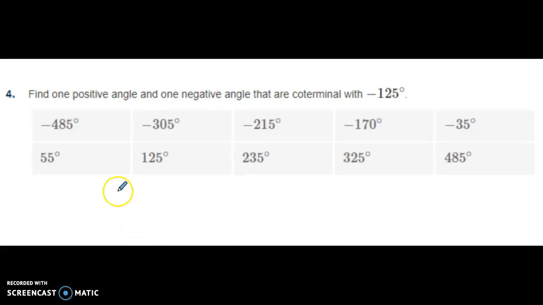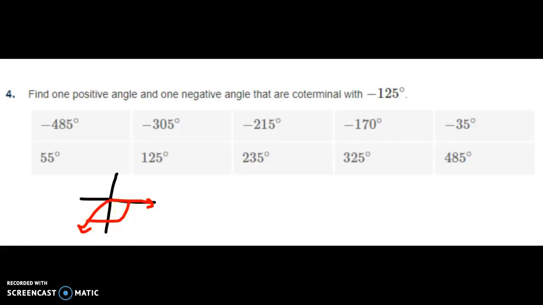Same thing for number 4. The negative 125 degree angle would start here on the x positive axis. Only negative 125, well, negative 90 would be right here, so it's like 35 more than that. So it's somewhere over in the third quadrant over here. So it's that angle right there.